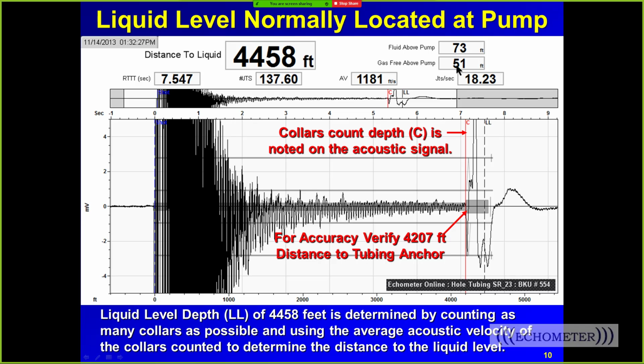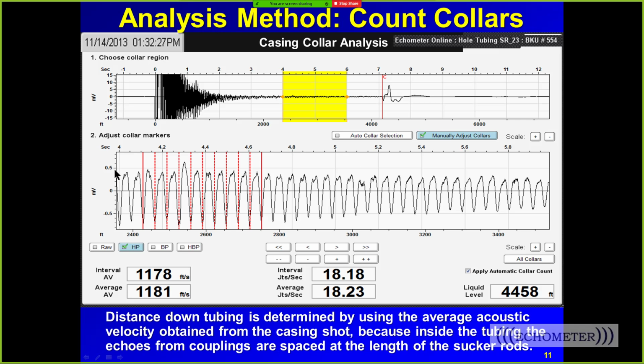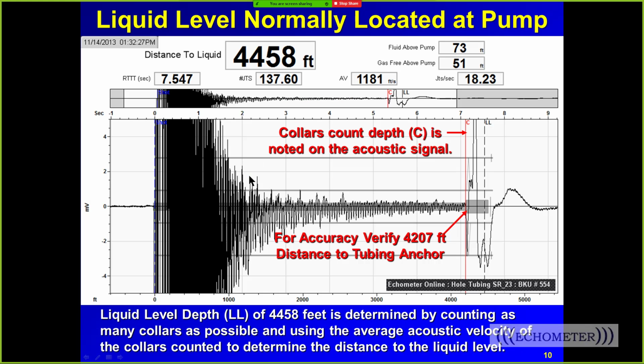And fluid level gas-free is only about a joint and a half above the pump intake. In fact, we'd say this well is probably pumped off. It's about 4,458 feet to the liquid level. And the acoustic velocity is 1181, and that's with gas flowing up the casing. So that's the acoustic velocity when the well is pumping, and there's a mixture of gas being produced flowing up the casing annulus.